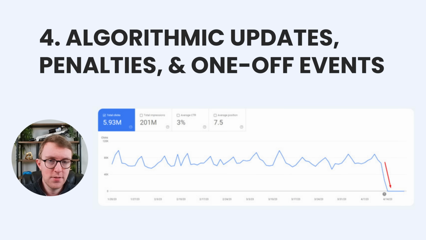So the fourth type of site trend that you'll see in Google Search Console is probably the most feared, although it's not always bad. But that's basically Google algorithmic updates and penalties, and occasionally, not as common, but occasionally some unusual event, usually like a one off event. But I included this one as a first example, and this is not my site. This is a reader's site.